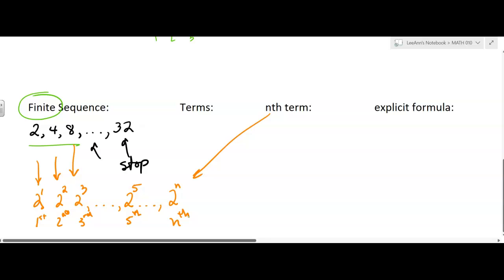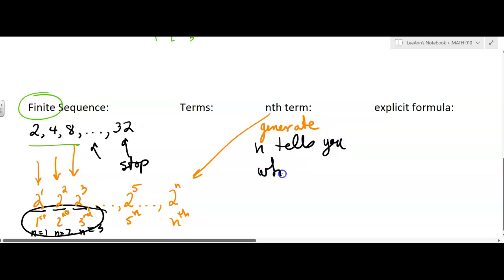Okay, the way we would write this, we want to be able to generate the term. So that's a word that I've seen before, but we want something that says, how did I get the 6th term? Well, look at your pattern here. You've got 2 to the first, 2 to the second, 2 to the third. You want to relate that to your n. This was when n was 1, this was when n was 2, this was when n was 3. n indicates which term you're on, okay? So n tells you which term.